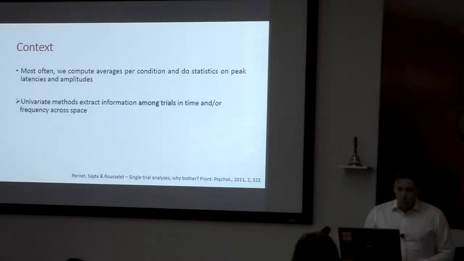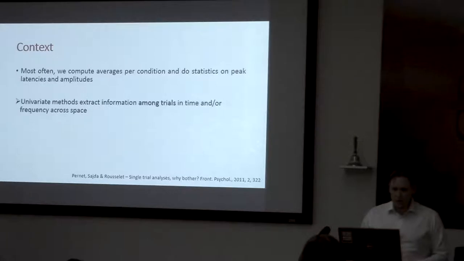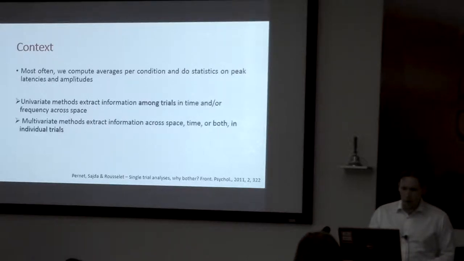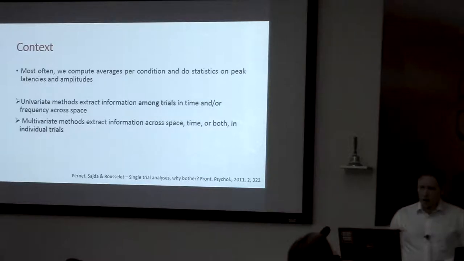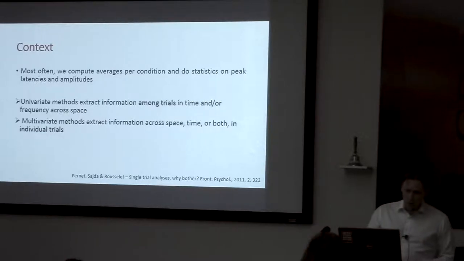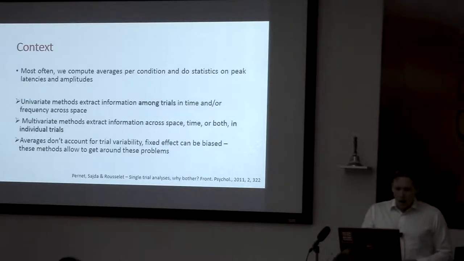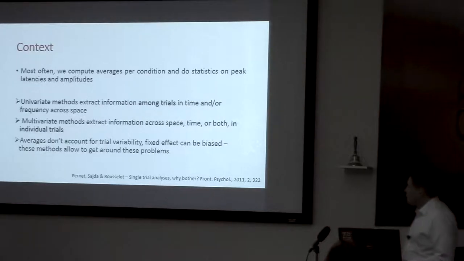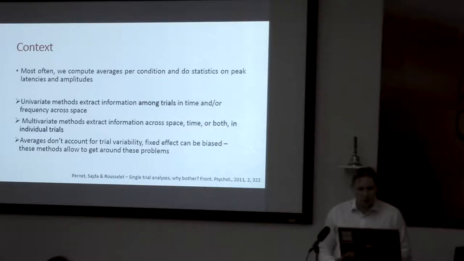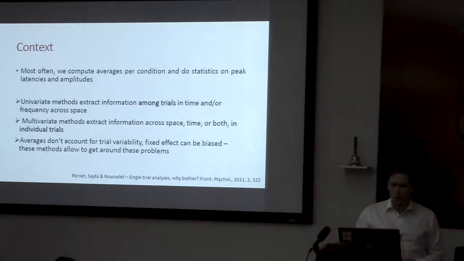And so to do that, we use univariate methods, which extract information among the trials in time and or frequency across space. And of course, we can also use multivariate methods, which extract information across space, time, or both in single trials. So what I'm going to present today is what we developed for the univariate methods, even though multivariate methods are in the pipeline. And the reason why we use this kind of approach in which we do a hierarchical model is that the averages by themselves don't account for the trial variability. And so that way we can look not just at fixed effects, but we can look at random effects.